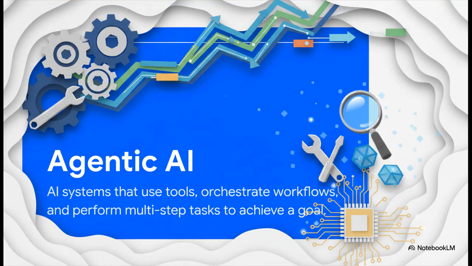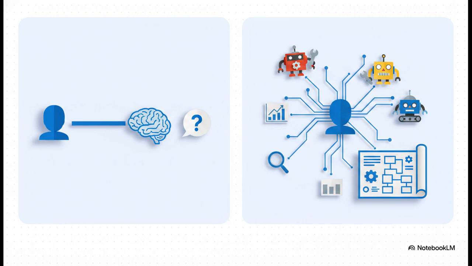So, what on earth is agentic AI? Well, put simply, it's about building systems of AI models that can do a lot more than just talk to you. They can actually use tools. They can manage really complex, multi-step projects, and they can actively work towards a specific goal you give them. And the difference here is, well, it's fundamental.